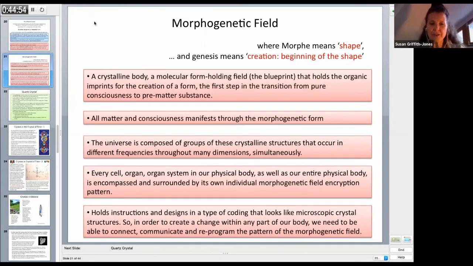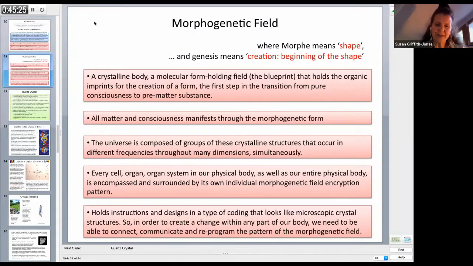And the universe is composed of groups of these crystalline structures that occur in different frequencies throughout many dimensions simultaneously. Every cell, organ system in our physical body, as well as our entire physical body, is encompassed and surrounded by its own individual morphogenetic field encryption pattern. And this pattern holds instructions and designs in a type of coding that looks like microscopic crystal structures.